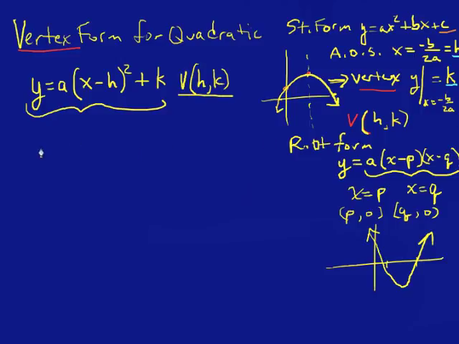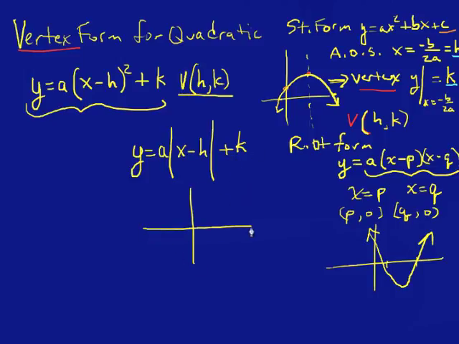So when you looked at an absolute value, let's just put an absolute value. Y is equal to, let's say, a absolute value of x minus h, close absolute value, plus k. You may have seen this before, in that this is an absolute value, right? Let's suppose a is positive for a second. This is an absolute value whose, in this case, minimum value would be at the point h comma k.